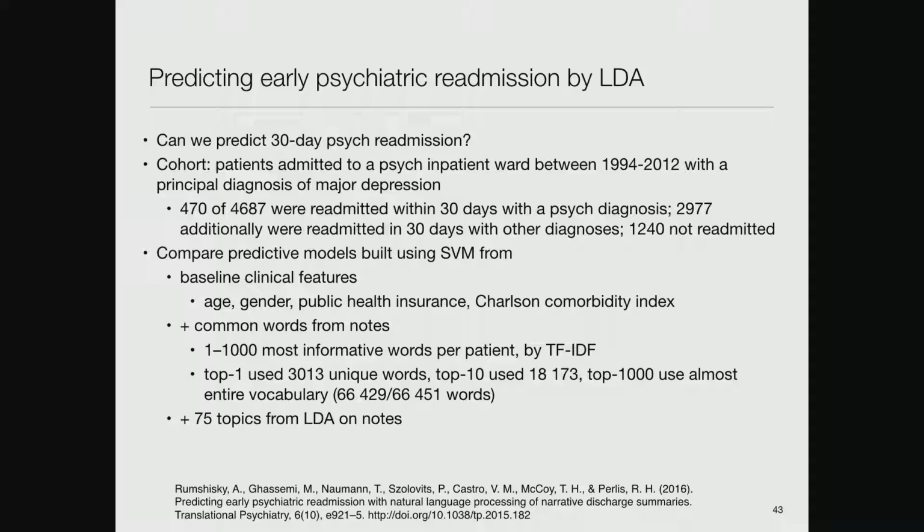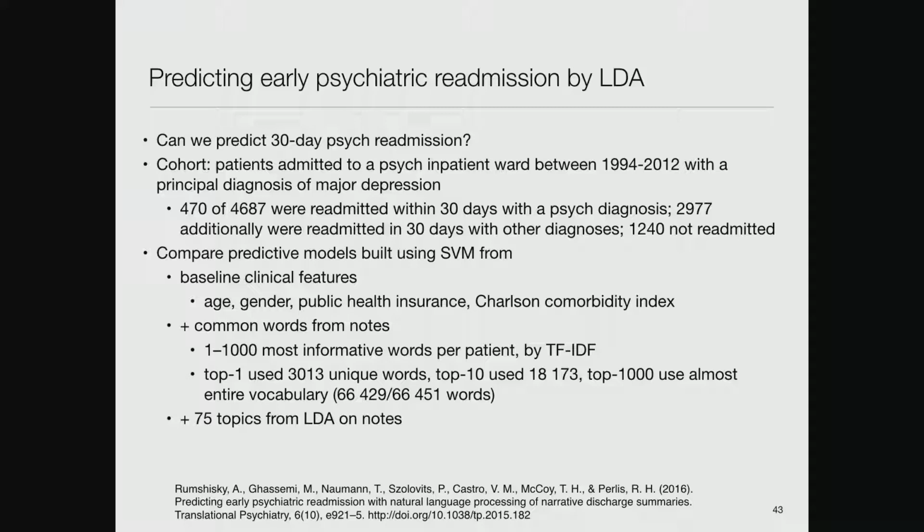So we said, well, let's try building a baseline model using a support vector machine from baseline clinical features like age, gender. Public health insurance is a proxy for socioeconomic status. So if you're on Medicaid, you're probably poor. And if you have private insurance, then you're probably an MIT employee and are better off. So that's a frequently used proxy. A comorbidity index that tells you sort of how sick you are from things other than your psychiatric problems.